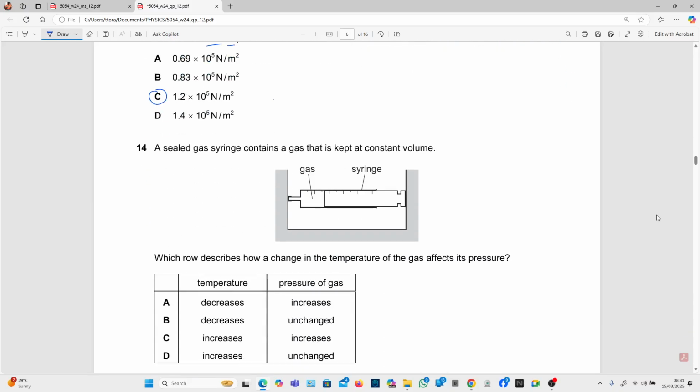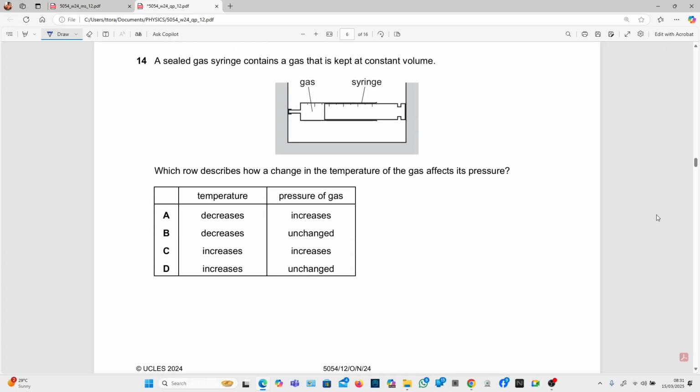Now let's move on to question number 14. A sealed gas syringe contains a gas that is kept at a constant volume. Remember, this is a constant volume, so the temperature will be directly proportional to the pressure. If the temperature increases, the pressure increases. If it decreases, it decreases. So we are looking at increase and increase. Basically, the answer will be C. That's very direct. You should just know your steps over here.